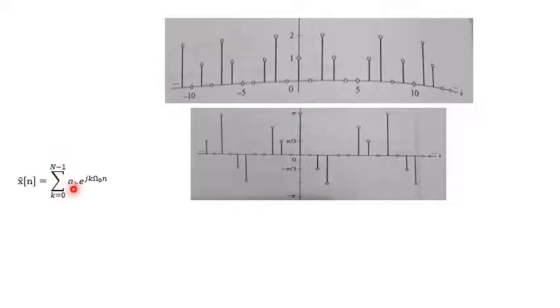Okay, and a_k are the magnitudes which are plotted here, and omega naught, k omega naught is the frequency. Okay, so let's reconstruct the signal from this given information, which is phase response and magnitude response.